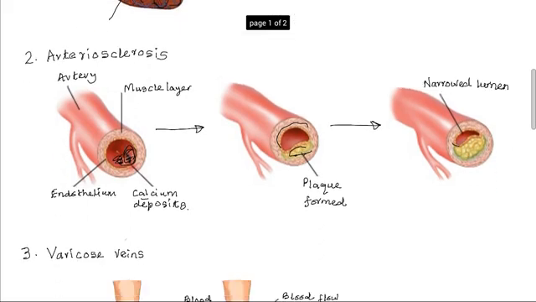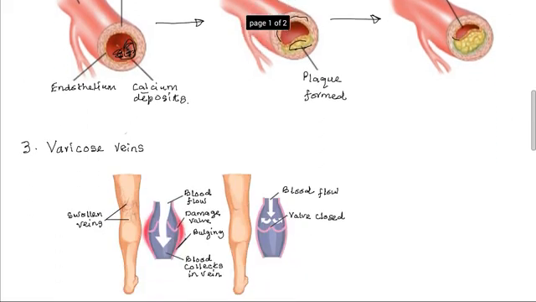A third defect of the circulatory system is the presence of varicose veins. Now, varicose veins are the condition in which the superficial veins, that is the veins that are just under the skin, become swollen and flabby.